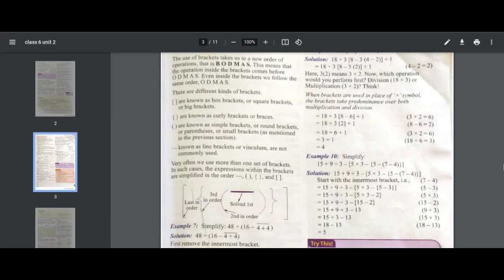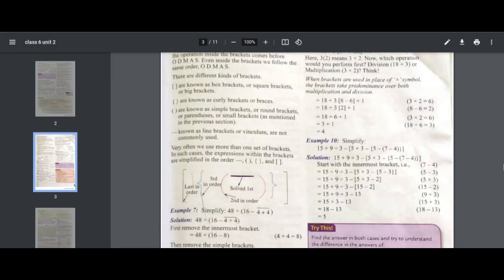Okay, simply on example number 10, we have 15 plus 9 divided by 3 minus 5 multiplied by 3, then minus 5. You have to write this whole question and then solve it step by step. Write the question and close your textbook. While you're doing it, you have to explain it to me.